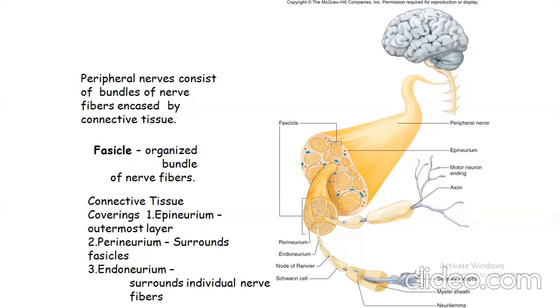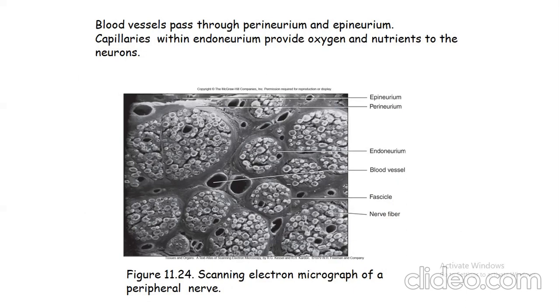Now the peripheral nervous system consists of bundles of nerve fibers encased by connective tissue. Fascicles are organized bundles of nerve fibers. The connective tissue coverings are the epineurium, which is the outermost layer, the perineurium, which surrounds the fascicles, and the endoneurium, which surrounds the individual nerve fibers. Blood vessels pass through the perineurium and epineurium, and capillaries within the endoneurium provide oxygen and nutrients to the neurons.